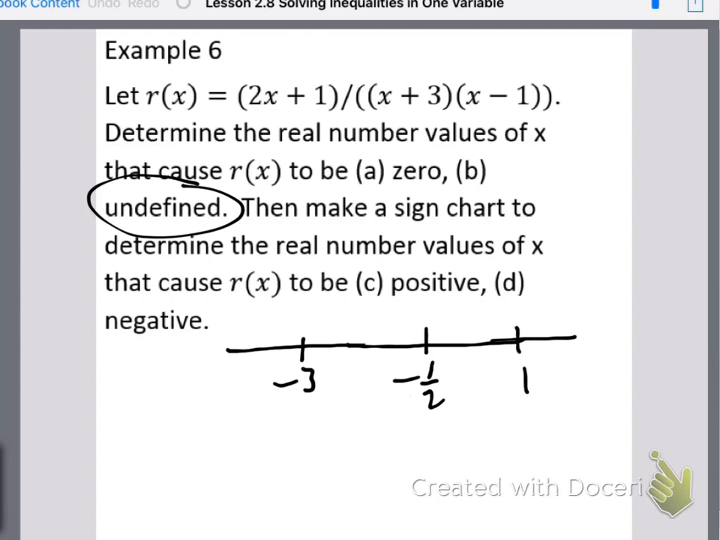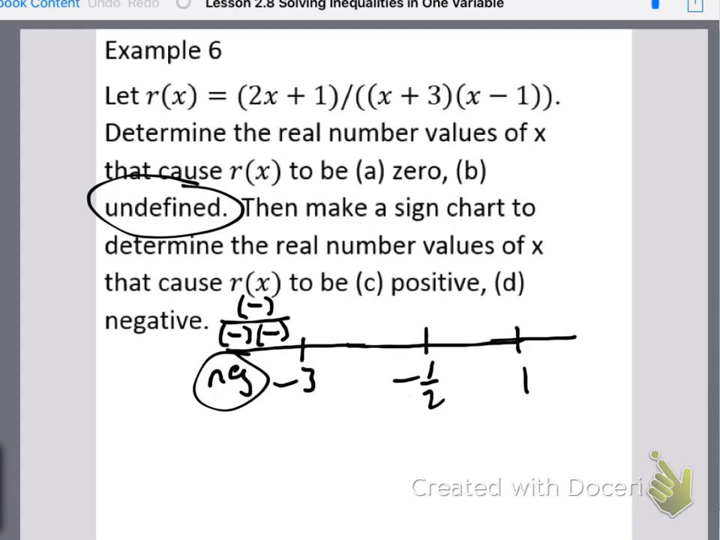Basically I took these 3 numbers and put them on a number line. Now, I'm going to pick a number less than negative 3, say negative 4. I get a negative on top, and on the bottom, a negative times a negative. I don't care what the numbers are, guys, I just care about the signs. So negative divided by negative times negative; that's positive on the bottom. So r of x is negative, underneath the x-axis.